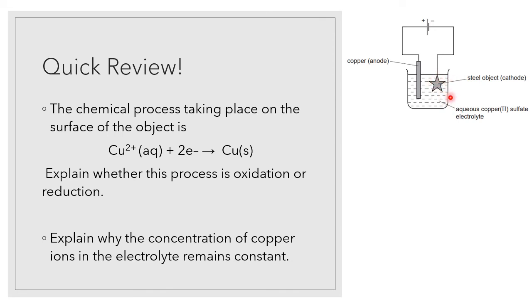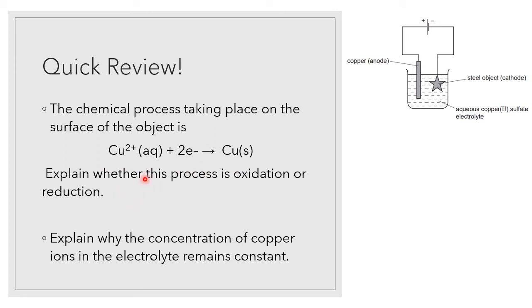So you want to coat the steel object here using copper. Okay, so therefore copper akan bertindak sebagai anode and then steel object ni kita letak dia dekat cathode kan. So nampak kan ini? Right? Explain whether this process is oxidation or reduction, based on the half equation here.